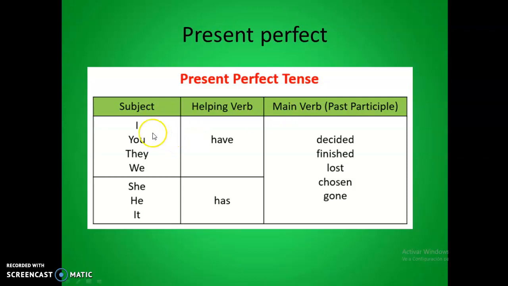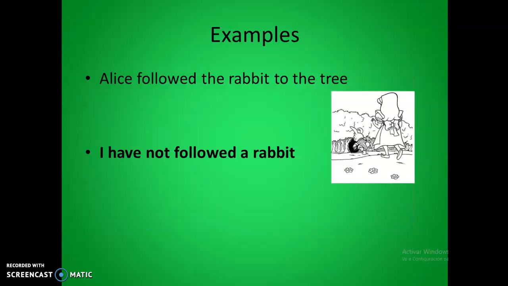So we have here: I have decided, I have finished, you have finished, they have lost, she has chosen, he has gone. Okay, so this is the structure of present perfect. We're going to check some examples about how we compare with stories.